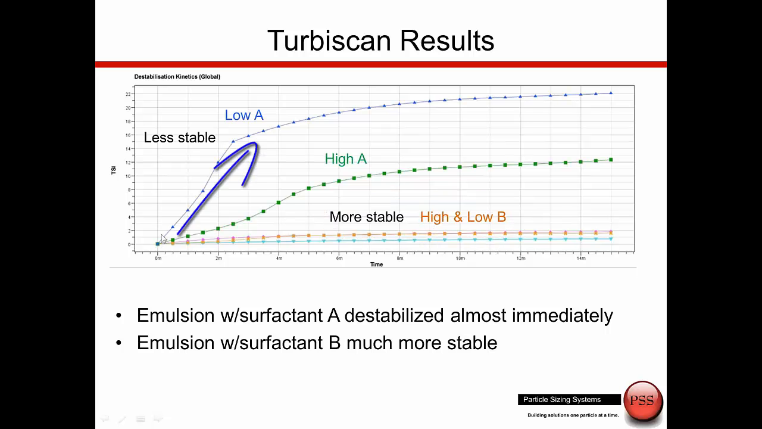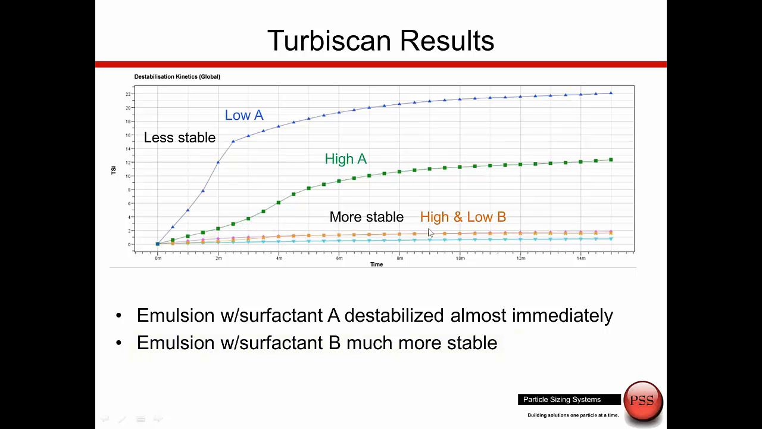And what we see is a very rapid change in the TSI for the low concentration of A, low A. This is the least stable of the emulsions. A higher concentration of A led to a somewhat more stable, but still an unstable emulsion. But surfactant B is showing very little change over time, and that is indicative of a much more stable emulsion, and therefore a better choice of surfactant.